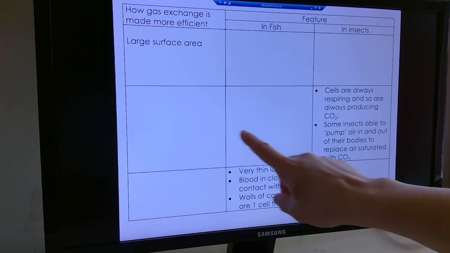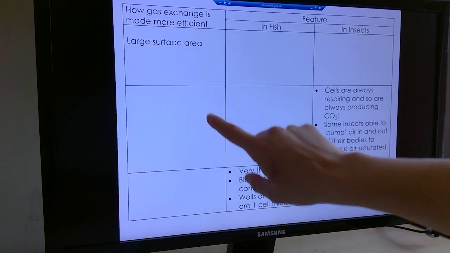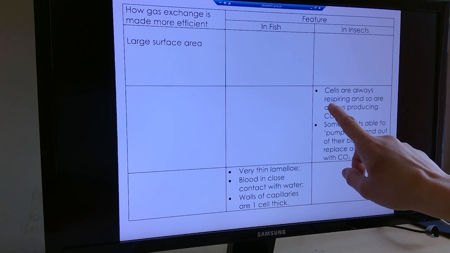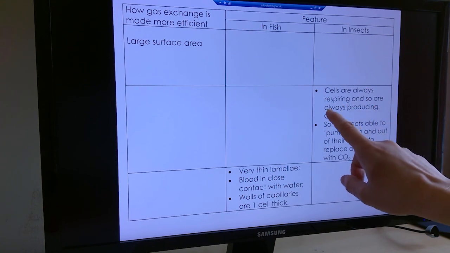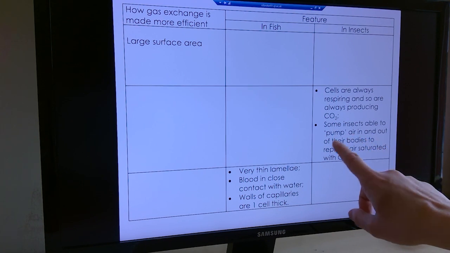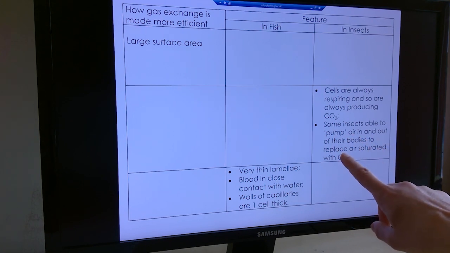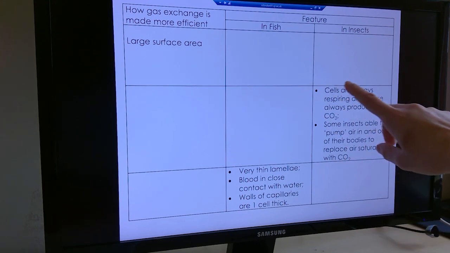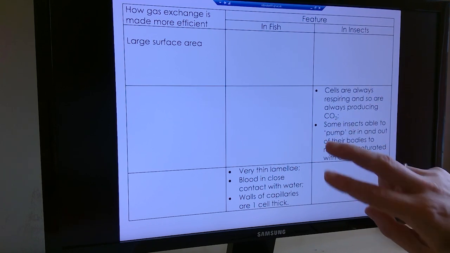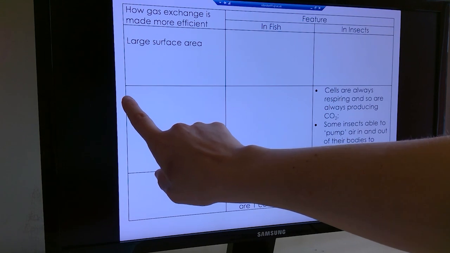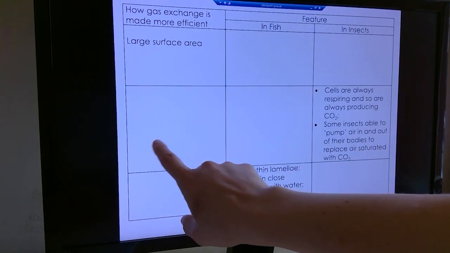Okay, so then we have to work out what factor in Fick's law is missing here. So this one's talking about cells always respiring and so producing carbon dioxide. Some insects are able to pump air in and out of their bodies and replace air saturated with carbon dioxide. So this is all about exchange and concentration gradients. So here would be maintain concentration gradients.